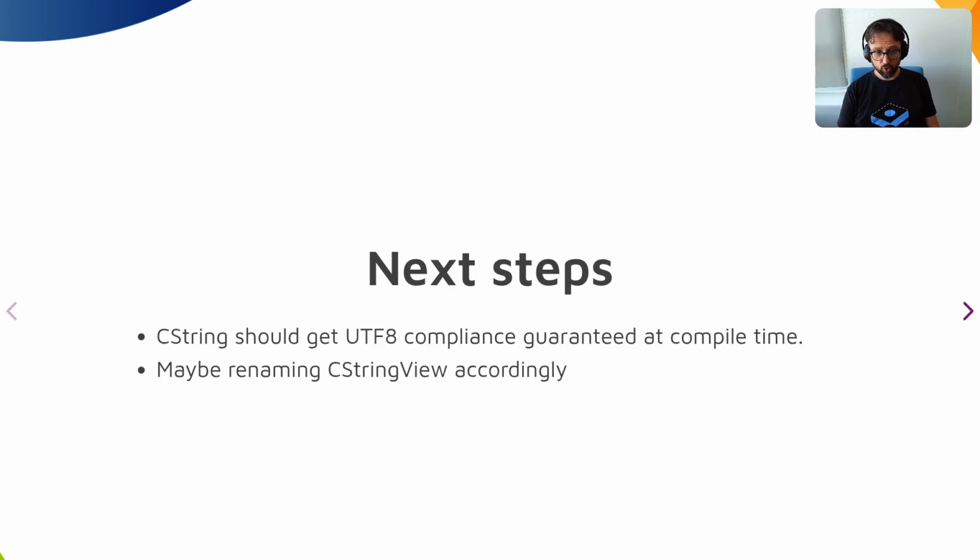Next steps could be making C-string UTF8 compliant at compile time, because at this moment it is not, and it can be a problem because you don't know what encoding you have at C-string. Actually, I tried to do something, but the patch was becoming huge, and I didn't want to mess up with that. And if we make either another class or make C-string aware of encodings, maybe we should also rename CStringView after that, but that's still something that we need to think about.